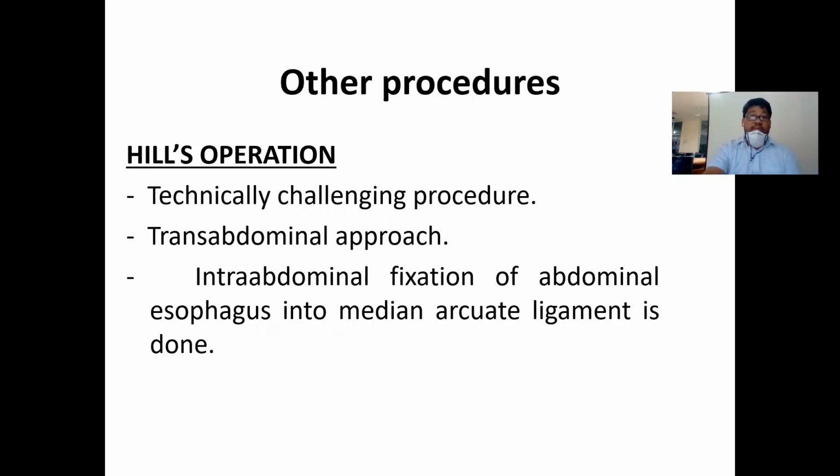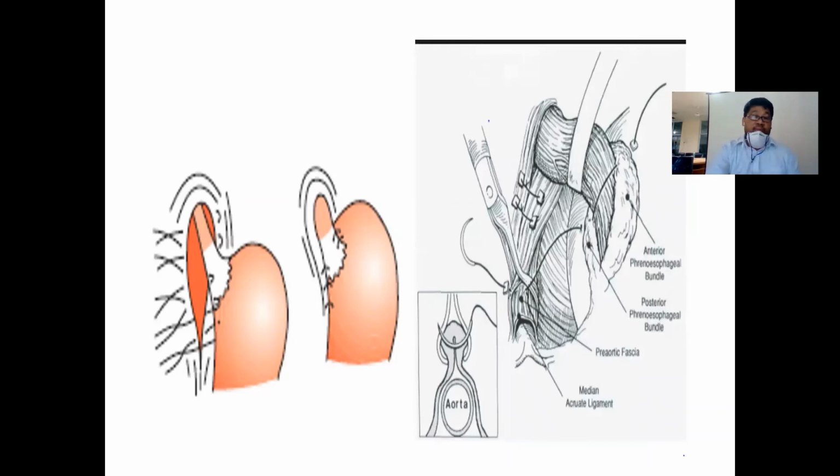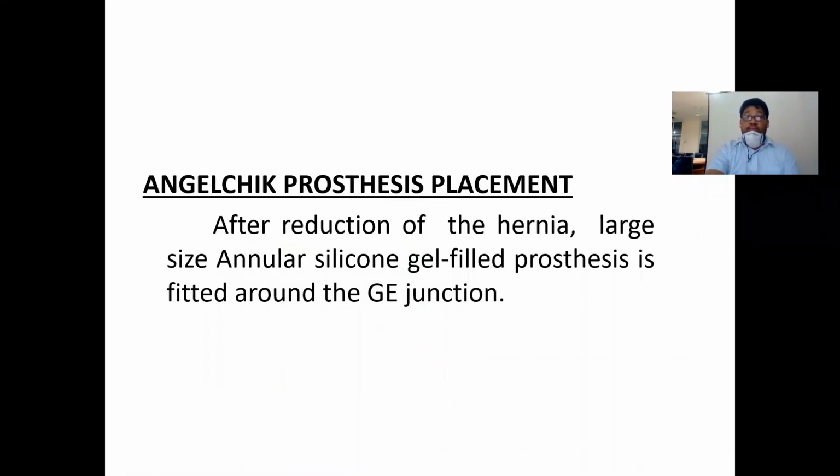So other procedures, like Hill's operation. Technically it is a challenging operation and it is done intra-abdominally. Here what we do is the intra-abdominal fixation of the abdominal esophagus with the median arcuate ligament. These two structures are fixed with each other. So this is that procedure. Here this lower end is sutured with the median arcuate ligament and this pleural defect is closed. This is Hill's procedure.